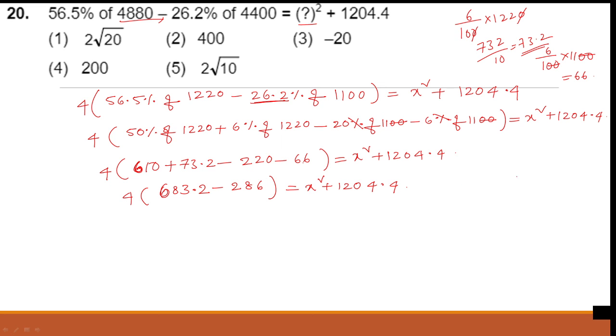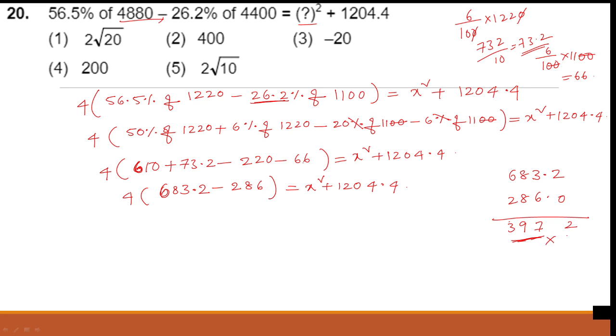So now 683.2 minus 286. So subtract 13 minus 6, how much? 7 we will get, and 17 minus 8. What is 17 minus 8? 17 minus 8 means we'll get 9, and here 5 minus 2 is 3, so 397.2. Is this okay? 2 minus 0, 2. 13 minus 6 is 7. 17 minus 8 is 9. 5 minus 2 is 3.